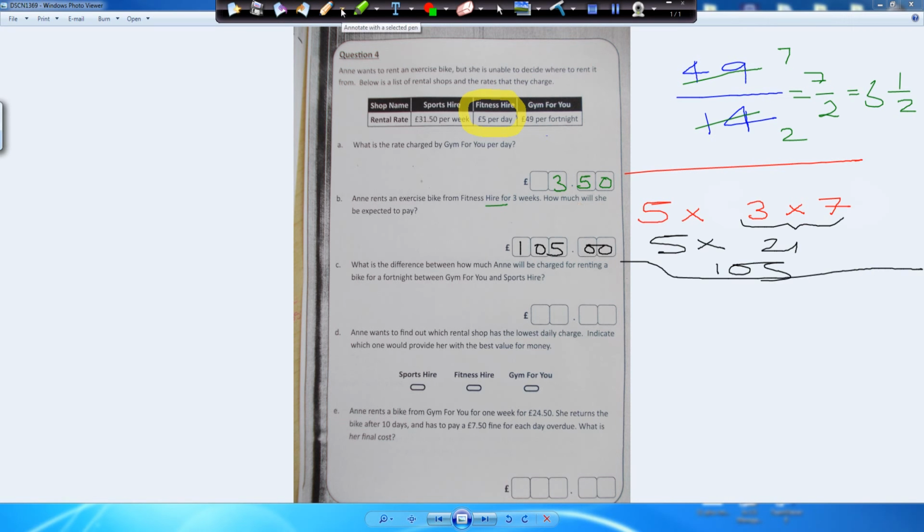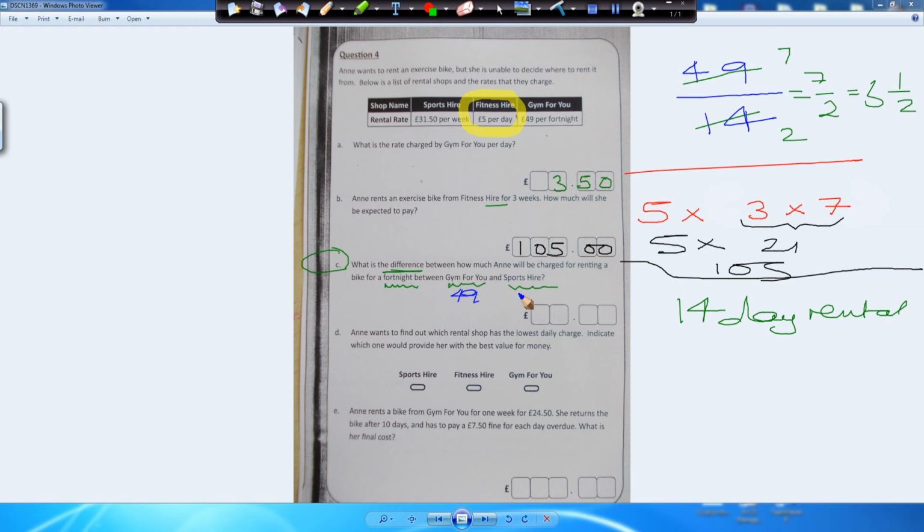Okay. Question C. What is the difference between how much Anne will be charged for renting a bike for a fortnight? So fortnight, here we are talking about how many days? 14-day rental, for question C, between gym for you and sports hire. Where's gym for you? How much do they charge for a fortnight? £49. So gym for you charges £49.